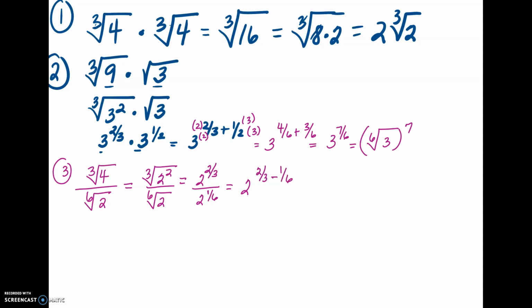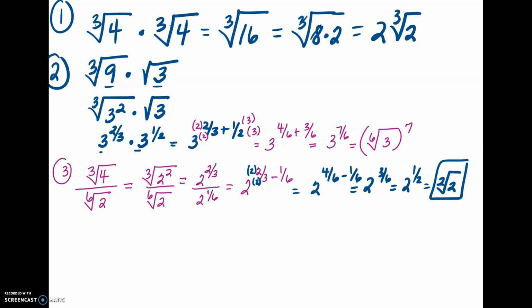Again, I need a common denominator, so I'm going to have to multiply 2/3 by 2 over 2. And this is going to give me 2 to the 4/6 minus 1/6, which equals 2 to the 3/6, and 3/6 is equivalent to 1/2. So this answer then becomes the square root of 2, which is to the first power.